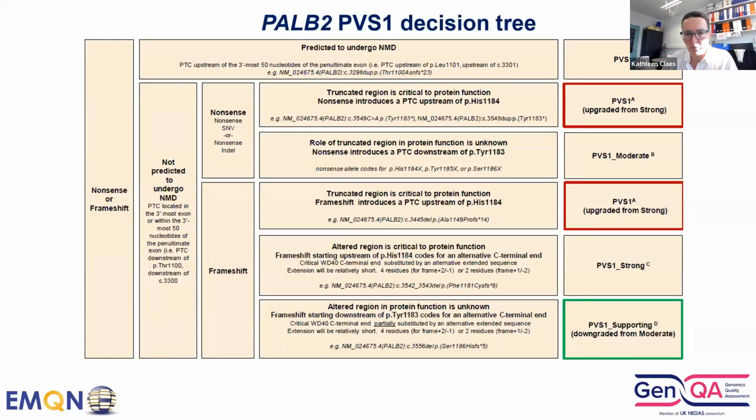And here we go even further. In the last line, you see a frameshift that starts downstream of tyrosine 1183 and has an alternative C-terminal, and then you should downgrade from moderate to supporting. So that's why we applied PVS1 supporting. What were the results that we can see in the next slide?